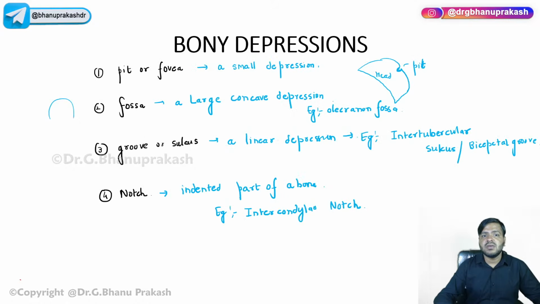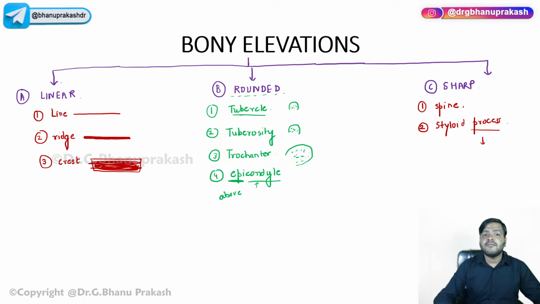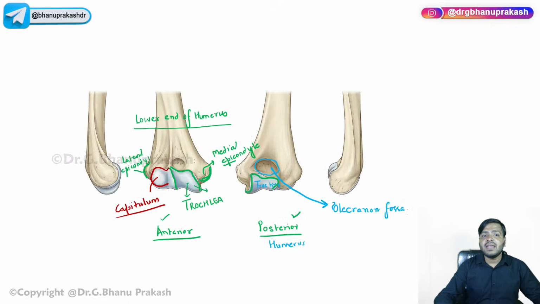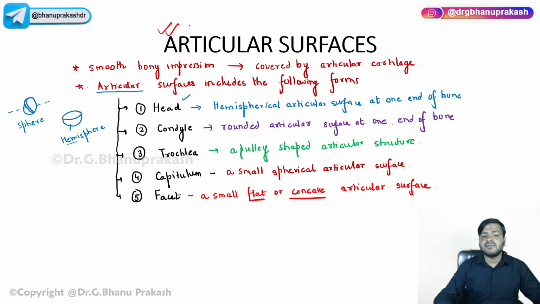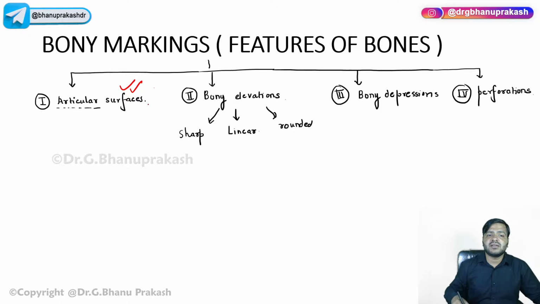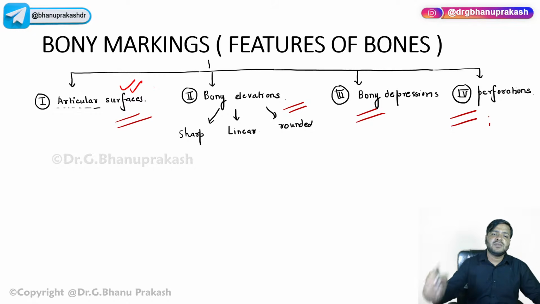In the perforations, we have foramen, canal, and fissure. In the bony depressions, we have pit, fovea, fossa, groove, sulcus, notch. In the bony projections, we have line, ridge, crest, tubercle, tuberosity, trochanter, epicondyle, spine, styloid process. And we have the articular parts where we have head, condyle, trochlea, capitulum, and facet. Examples are the adductor canal, the cranial foramen, the foramen ovale. These terms I will be using in the future, and I hope all the bony markings are clear to everyone. Just give me a thumbs up, guys.